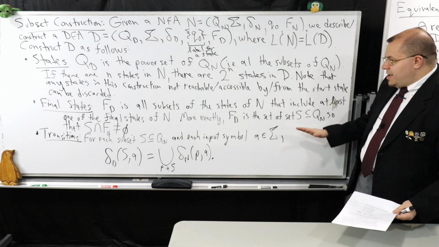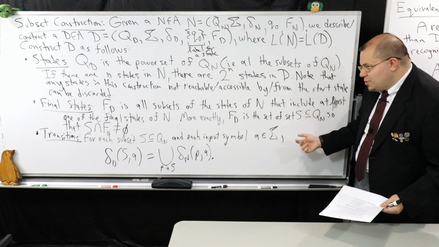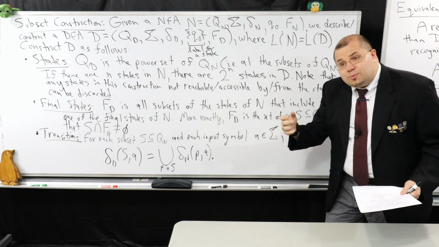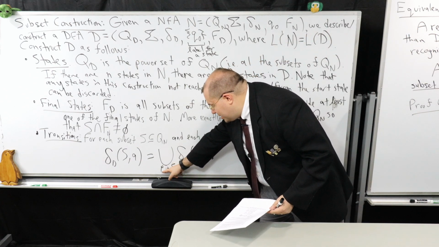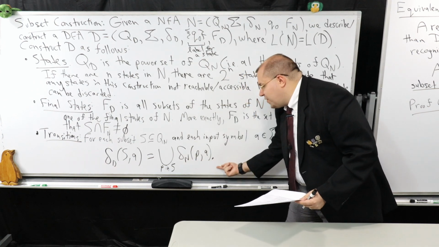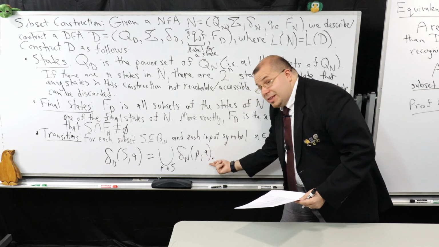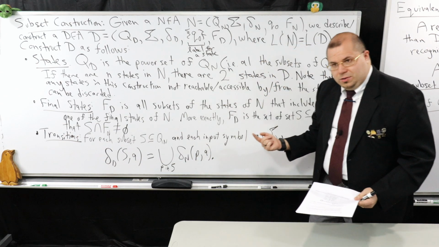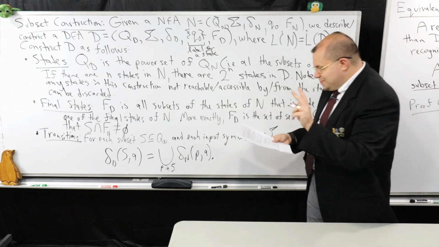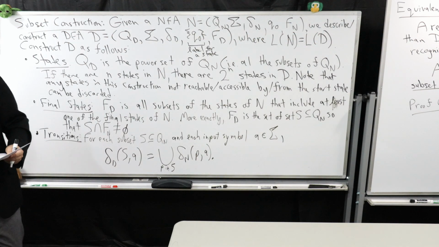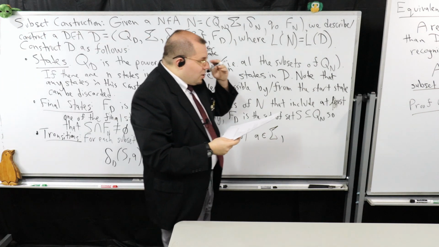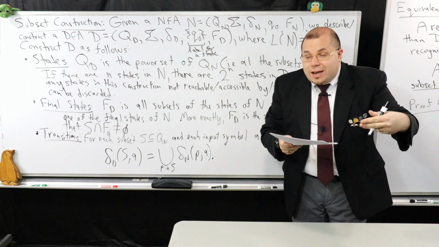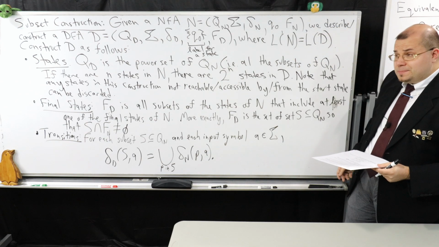So what I'm going to do is take each one of the subsets and for each input symbol, I look at that subset, I read what the symbol tells me, and then I look at every one of the states in that subset, and I apply the transition function on that state given that symbol. So in plain language, you look at all the states P in the subset S, and then you union together all the states of N that you go to from P on that symbol A.